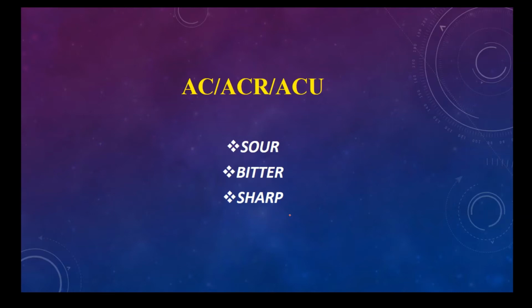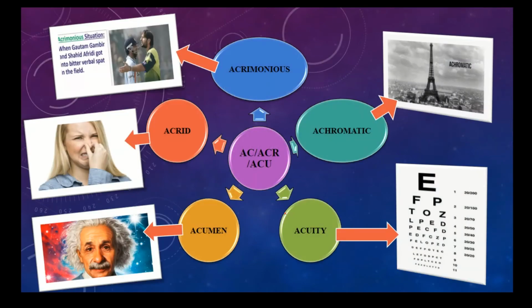When you take it as a positive sense, its meaning is sharp intelligence, sharp brilliance, sharp vision, like that. And you can take this as a negative sense also, like tricky, shrewdness, cunning. We can take the sense of sharp as a negative meaning also. Okay, now let us go to the examples.